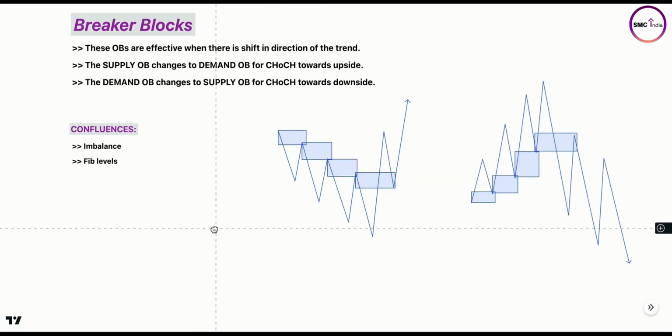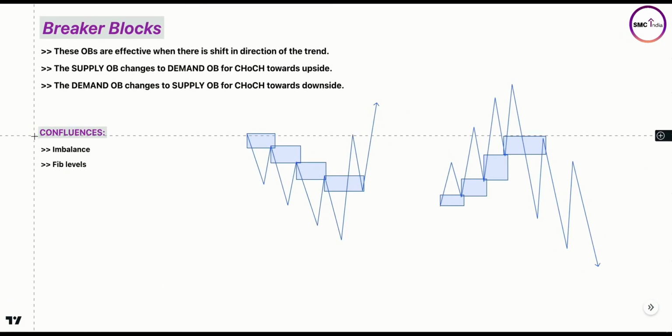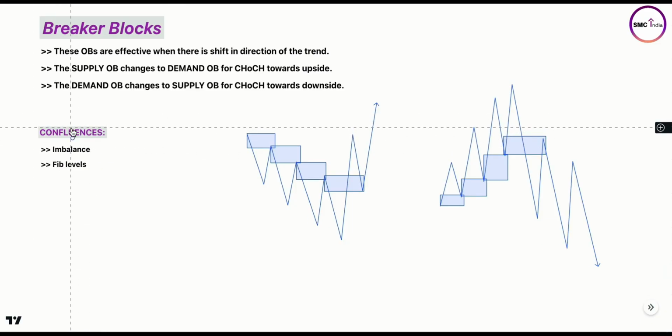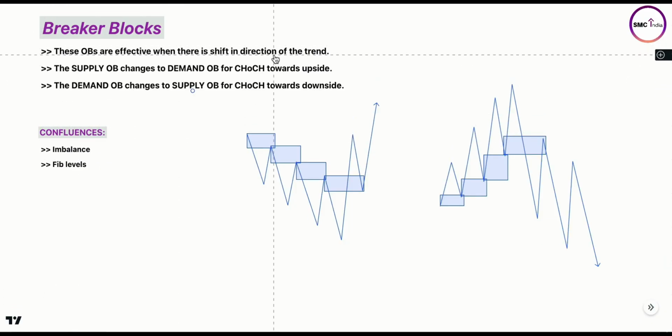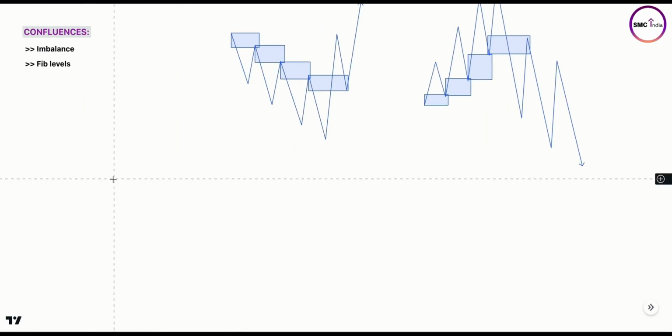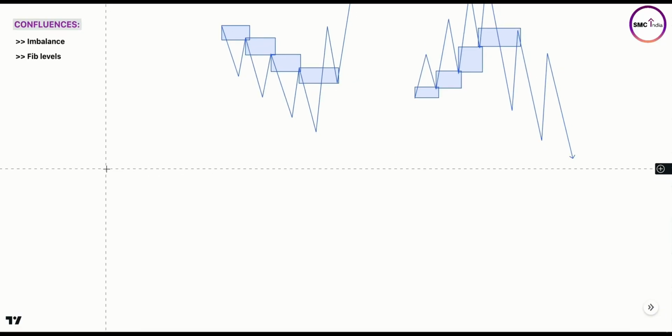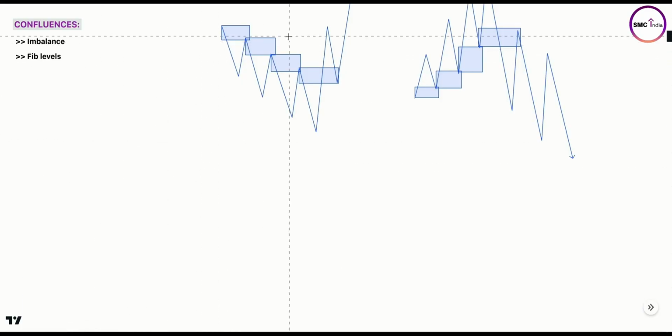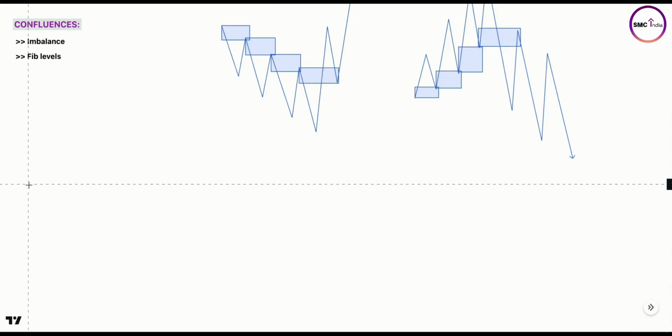And now there are two important confluences which you should keep in mind while trading the breaker blocks, that is imbalance and fib levels. Now I'm going to make you understand these confluences, and they are very important while trading the breaker block. First I'm going to explain this supply order block changing into a demand order block.